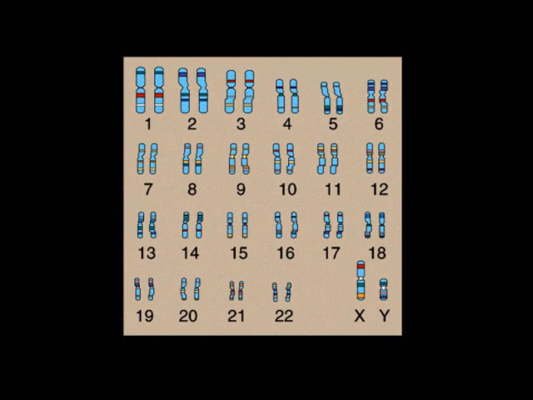This is a karyotype of a human, so there are 23 pairs of chromosomes, and the 23rd pair are the sex chromosomes with X and Y, making this set of chromosomes from a man rather than a woman.